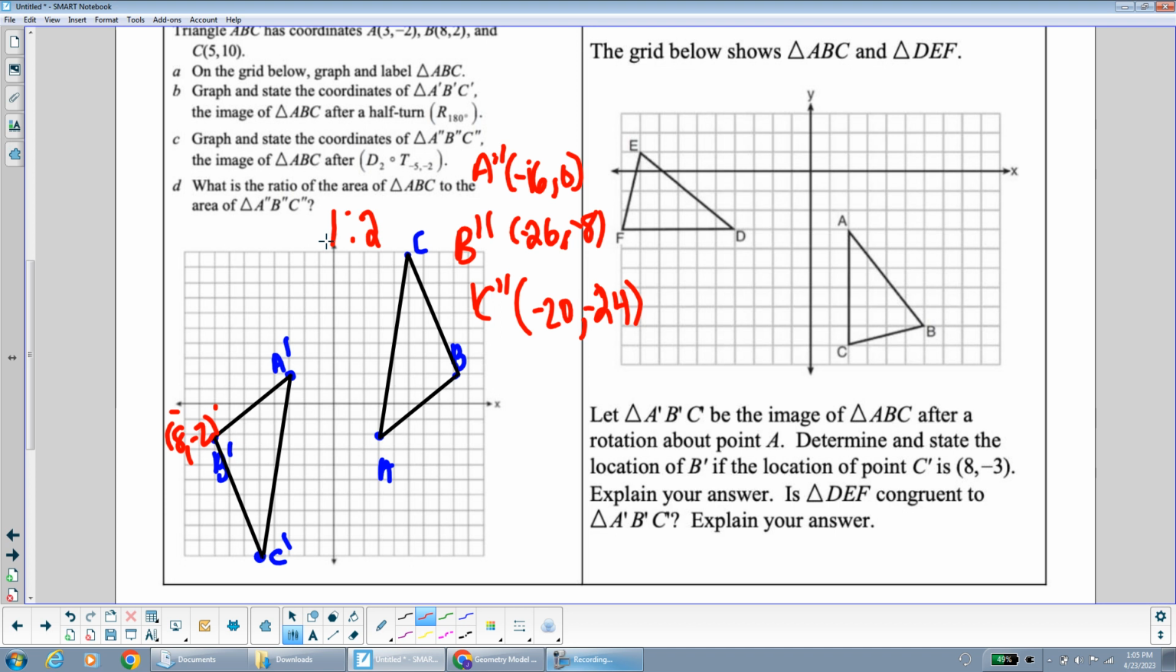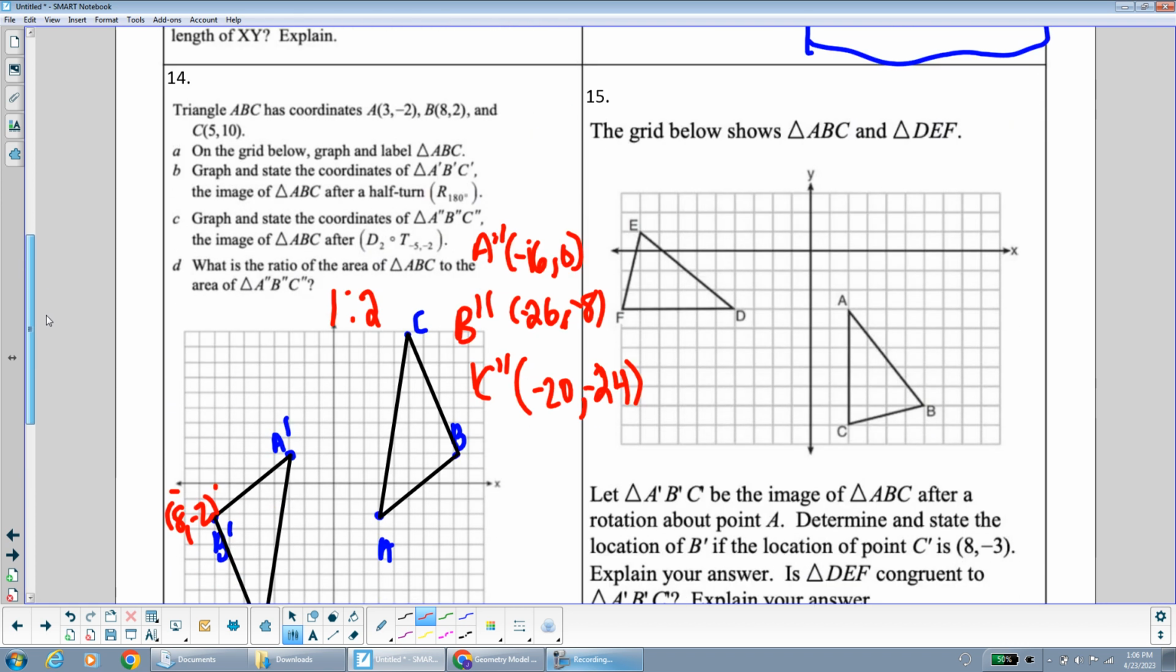Rotations and translations are rigid motions, so they make congruent figures. So the area would be the same. That doesn't alter area because it doesn't alter side measurements. The dilation is the only one that alters side measurements, but it keeps everything proportional by a scale factor of 2. So whatever the area of the original triangle was, since we dilated by a scale factor of 2, the new one would be double the size, so it would be twice as large. So that would be a ratio of 1 to 2. Okay, moving on to the next one.